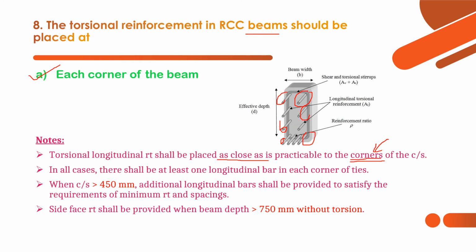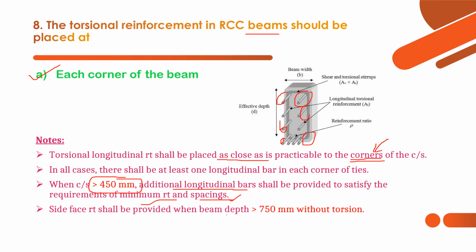cross section. In all cases, there shall be at least, when the cross section is greater than 450 mm, additional longitudinal bars shall be provided to satisfy the requirements of minimum reinforcement and spacings. So when the cross section, that is depth of beam, is greater than 450 mm, we have to provide additional longitudinal bars that will satisfy the requirements of minimum reinforcement and spacings.